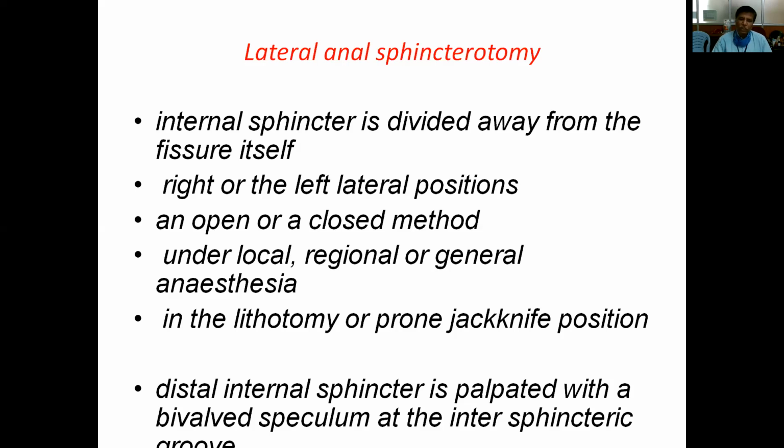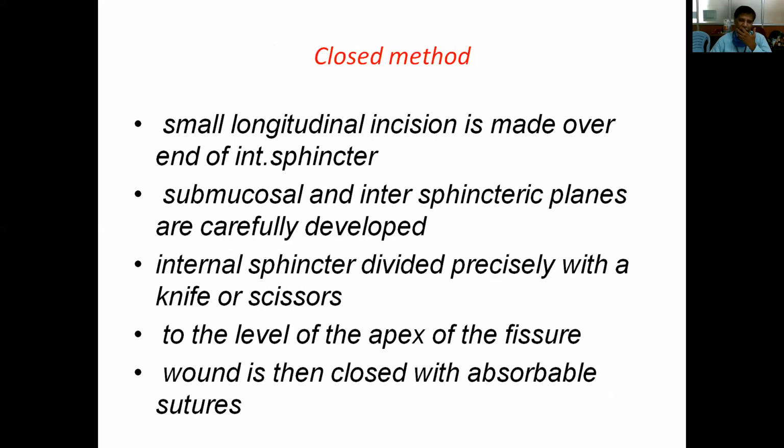The distal part of the internal sphincter is palpated in the intersphincteric groove, and it is stretched by putting a bivalved speculum so that the muscle is stretched, made taut, easy to identify the lower end of the sphincter. Then you cut it. In the closed method, a small nick is given in the intersphincteric groove. The mucosa on the medial side and the external sphincter on the lateral side are separated by blunt dissection, and you can see the internal sphincter clearly.